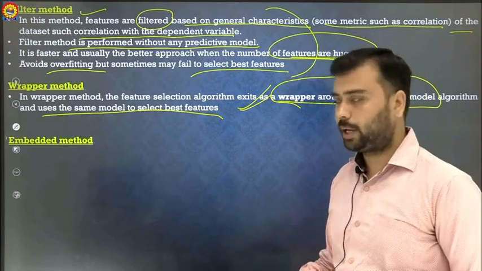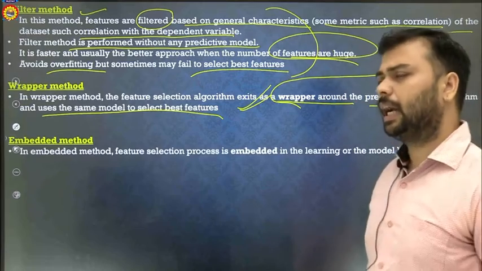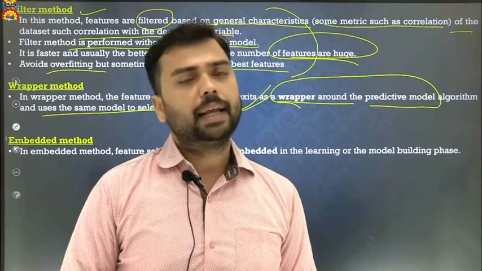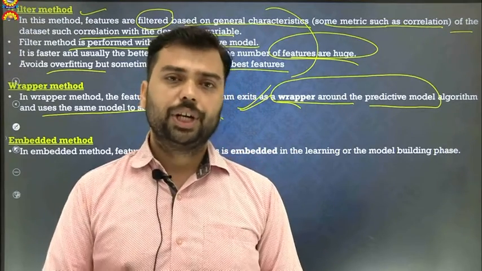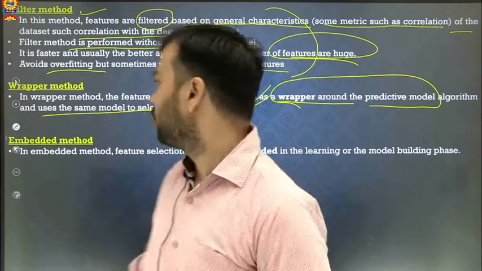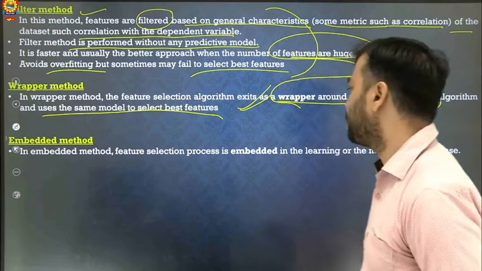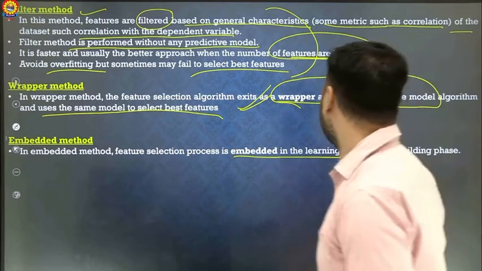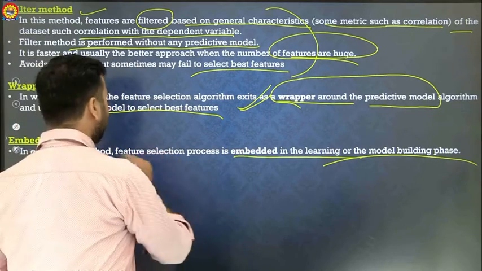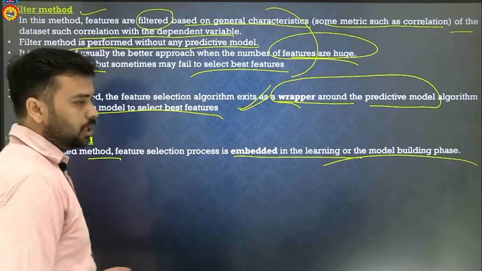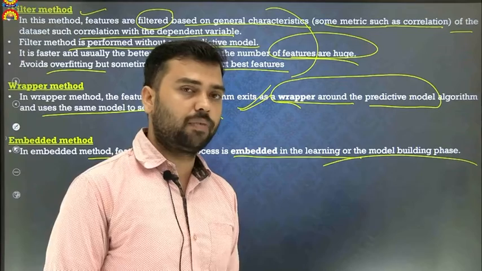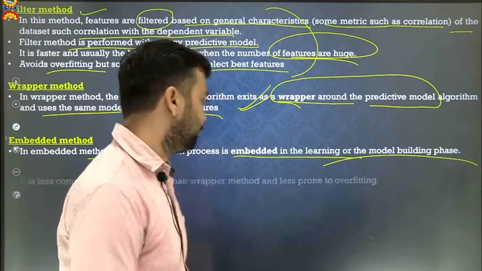What do you mean by embedded? Okay, in embedded, when we are developing the model, we embed the method which reduces the set, and we get the optimal features. So the feature selection process is embedded in the learning or model building phase. When the model is learning, we embed the feature selection process so that we select the important features and discard the less important or less related features.